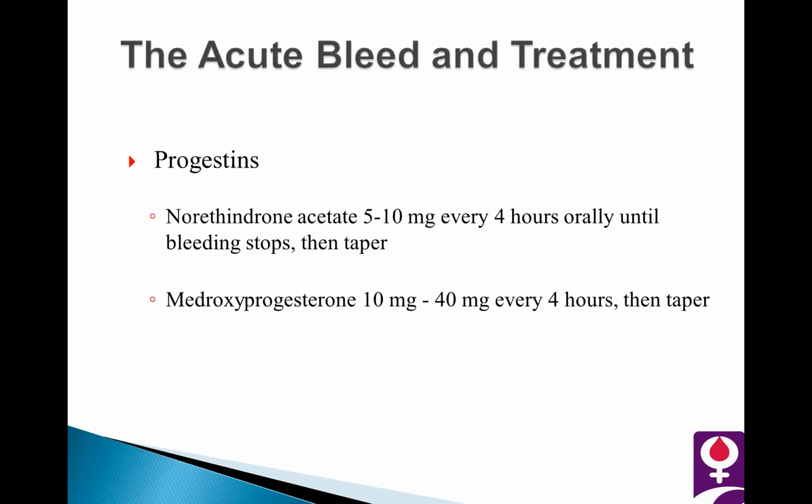So for progesterones, we have an opportunity in the patient who cannot take estrogens. They may have a contraindication. Progesterone options are available to help control bleeding in the acute setting. And so norethindrone acetate may be utilized 5 to 10 milligrams every 4 hours orally until the bleeding stops, and then this medication can be tapered. In addition, medroxyprogesterone may be administered orally 10 to 40 milligrams every 4 hours, and then it may be tapered.